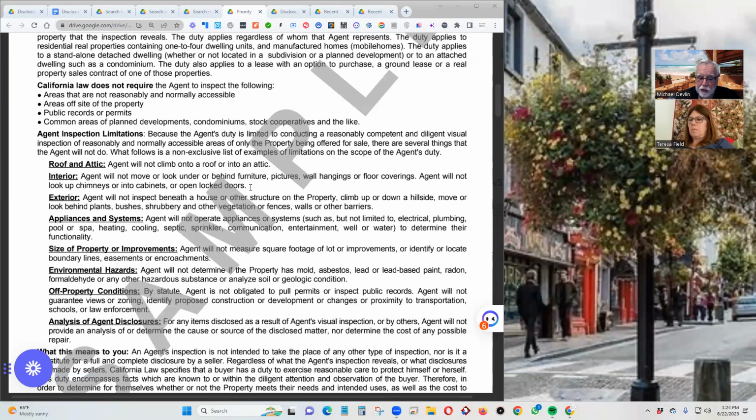I've been involved in transactions where the buyer and the seller were fighting over the square footage of the lot. There were differences of opinion as to the square footage of the lot. The buyer actually went out with a tape measure and measured it themselves. First, that assumes they know the proper location of the boundaries, which may or may not be the fence line. Environmental hazards, we're not going to test for mold and asbestos, lead.